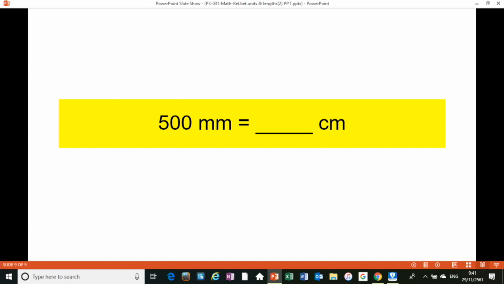So 500 millimeters equals 50 centimeters. Remember to go down. Excellent, guys. Well done.